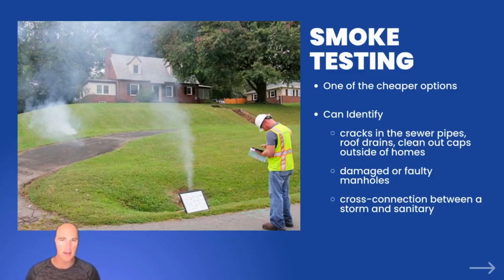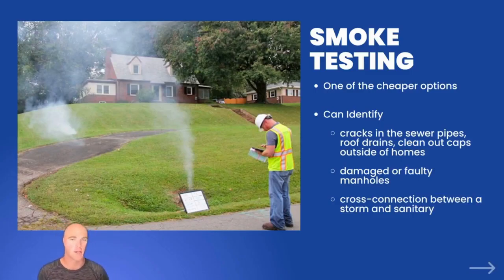You can go ahead and smoke that 1,000 feet of line, and it'll show you different cracks in the pipe. If there's smoke coming out of a clean out to a home, it can identify that. If you've got issues with your manhole, so if your manhole is not super sealed, there'll be a bunch of smoke coming out of it.